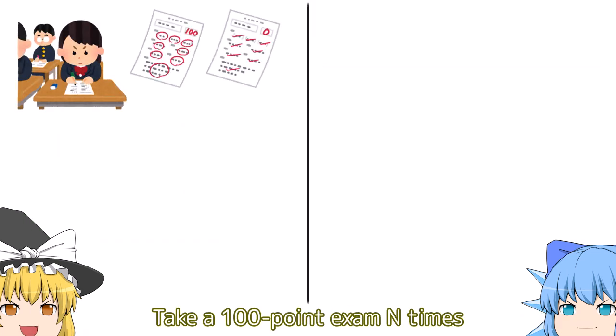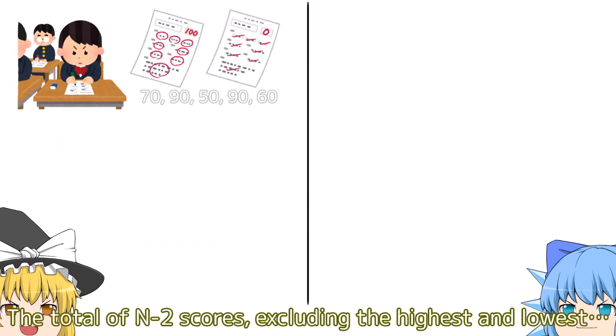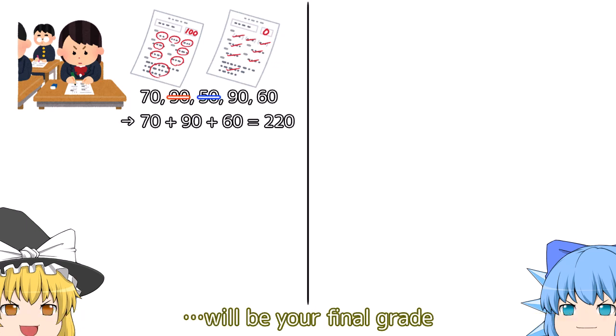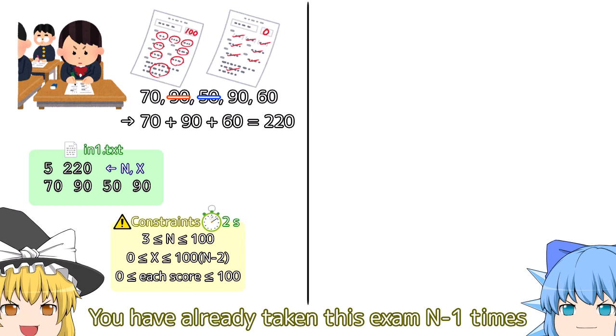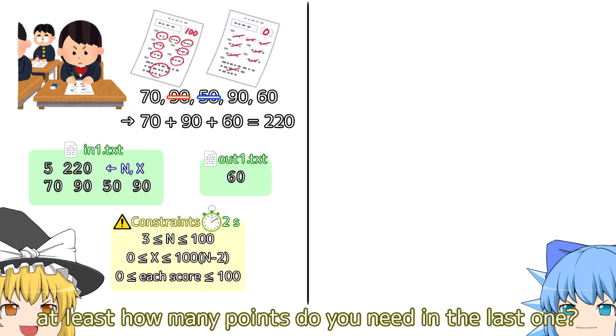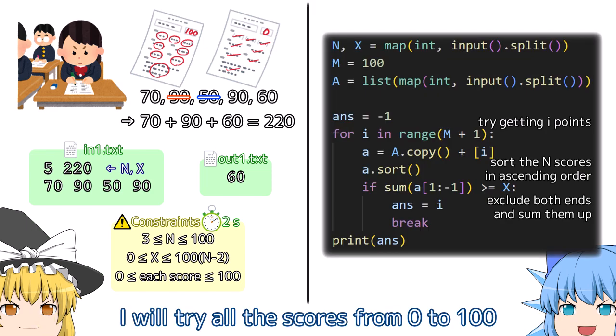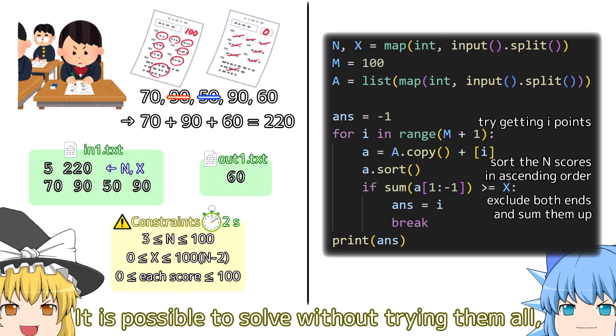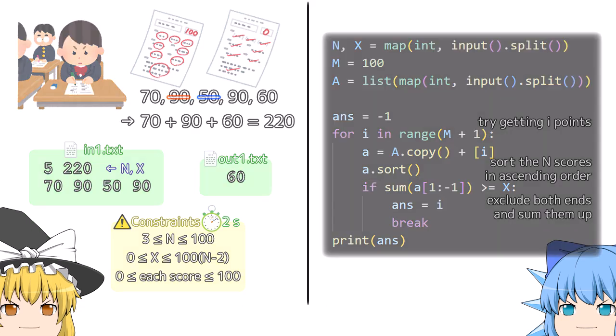Problem B. Take a 100-point exam n times. The total of n-2 scores, excluding the highest and lowest, will be your final grade. You have already taken this exam n-1 times. For your final grade to be X or higher, at least how many points do you need in the last one? I will try all the scores from 0 to 100. It is possible to solve without trying them all, but it won't be easier.